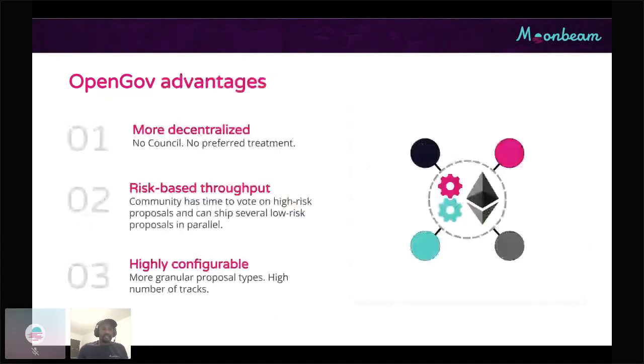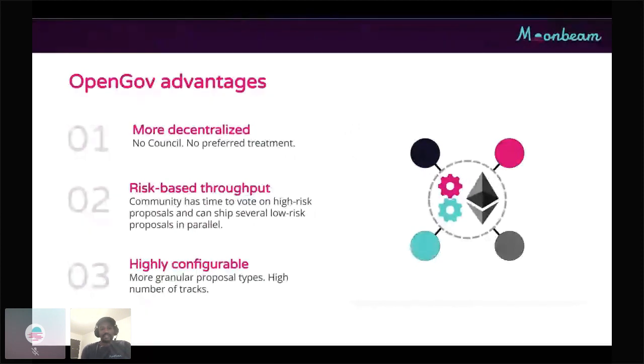So the main advantages of OpenGov over Gov V1, let's say, is that the process is a bit more decentralized, definitely, because there is no council, there is no preferred treatment for a specific set or collective. So everyone is treated the same. Second thing is that there is this risk-based approach where the throughput can be customized in order to make sure that low-risk proposals can go quickly and in parallel, and highly risky proposals can require more time in order to get executed. So the community can come together and raise their voice.